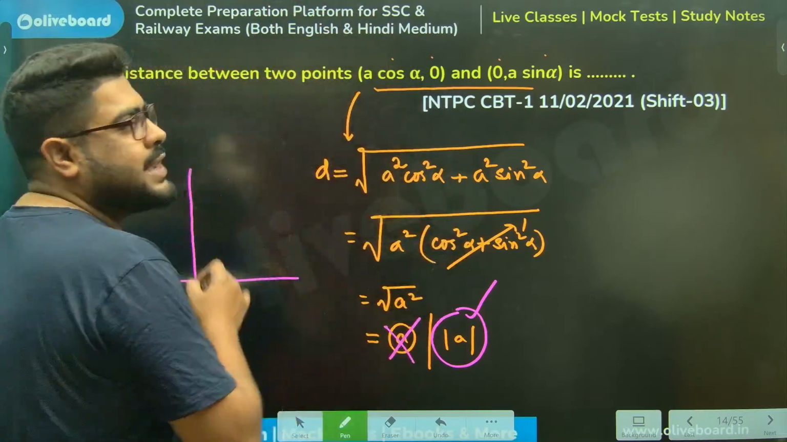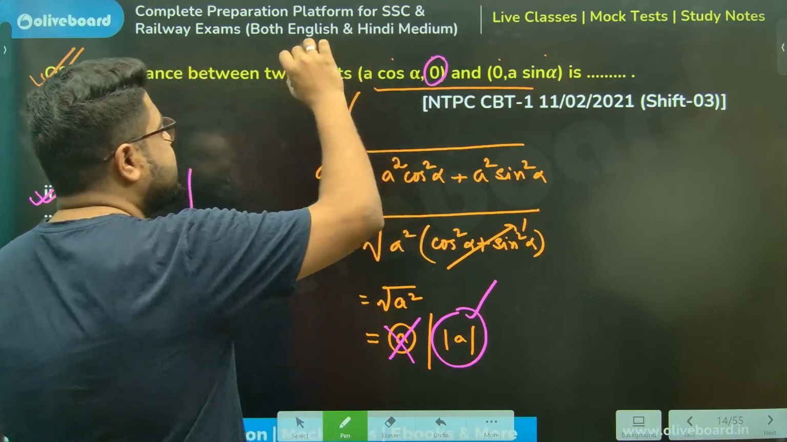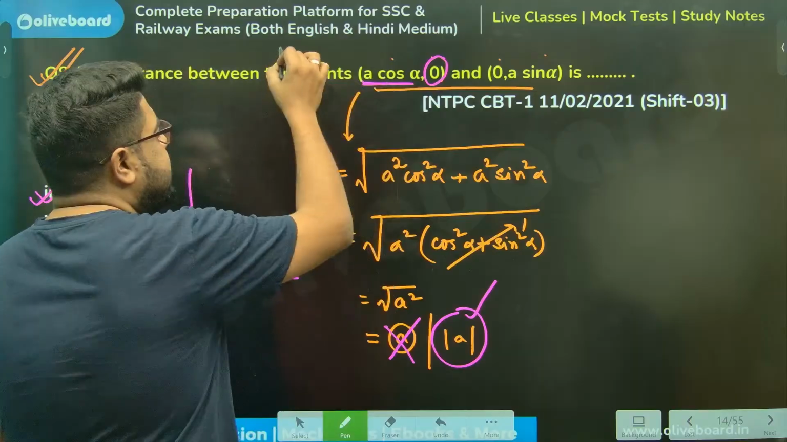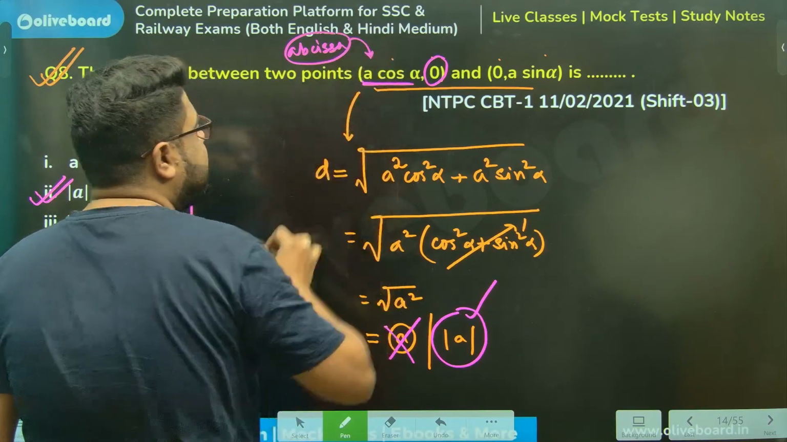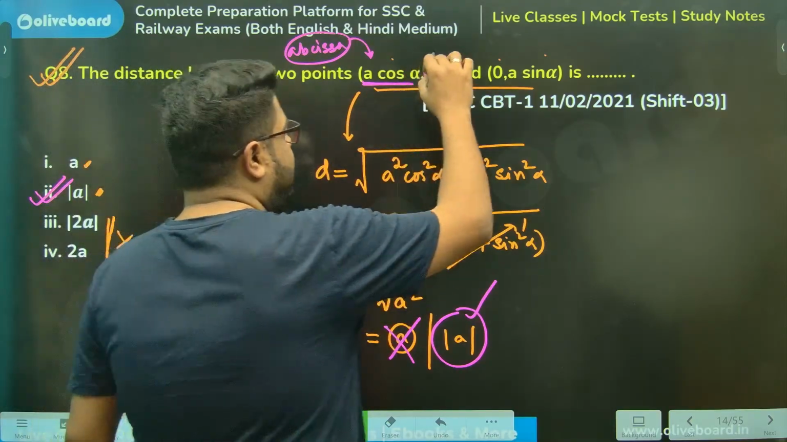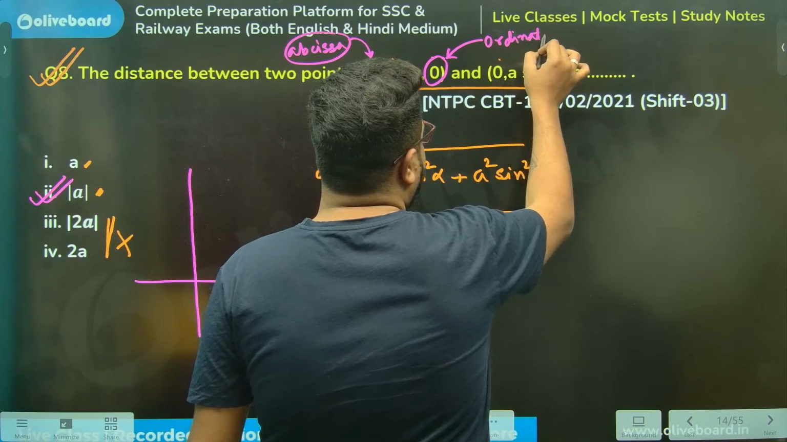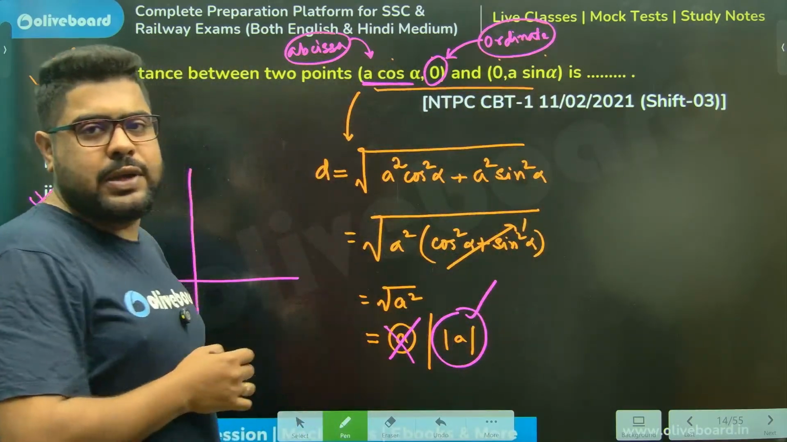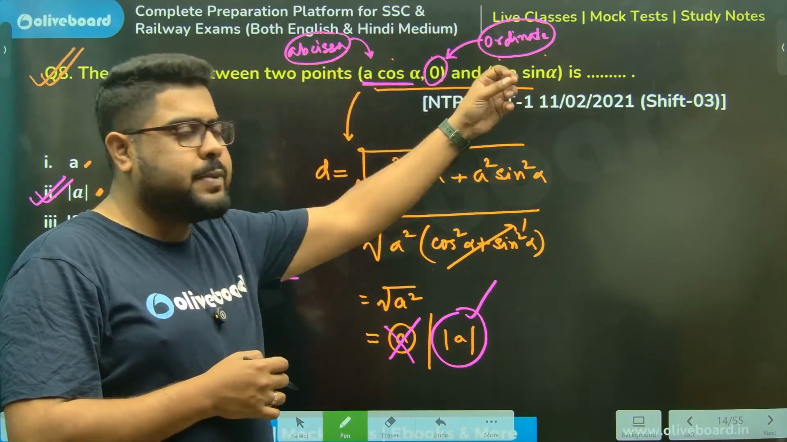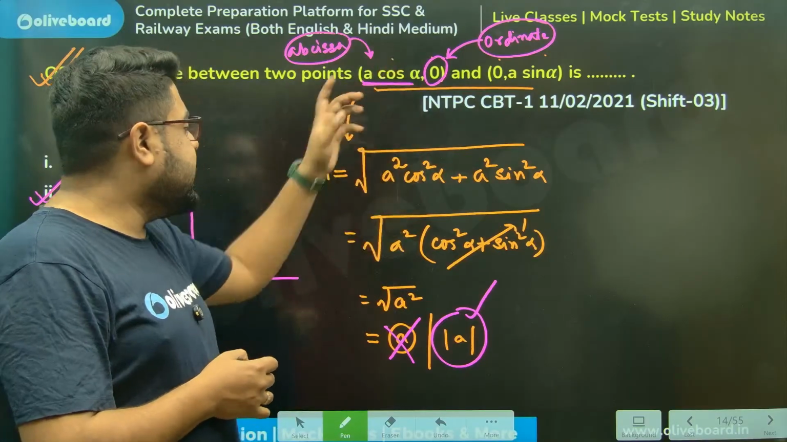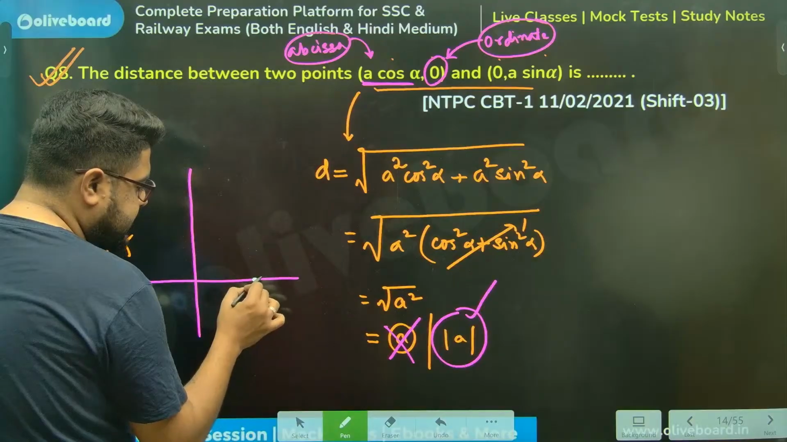A cos alpha comma 0. This is a point on the x-axis because the y coordinate is 0. On that note, please remember, the x coordinate is called abscissa, and the y coordinate is called ordinate. If the ordinate of a point is 0, it has not taken any step in the y direction, which means it lies on the x-axis.